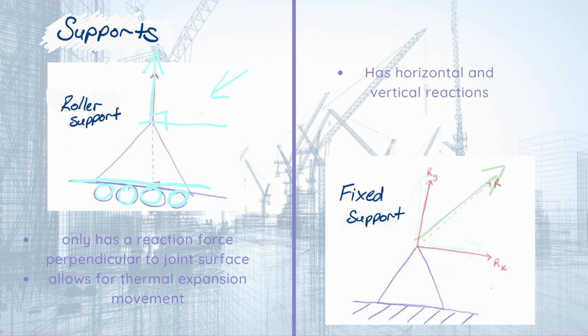In contrast, a fixed support can have perpendicular or horizontal reaction forces. So you can have a reaction force in the X and a reaction force in the Y, and then combining those, you end up with a resultant reaction force.